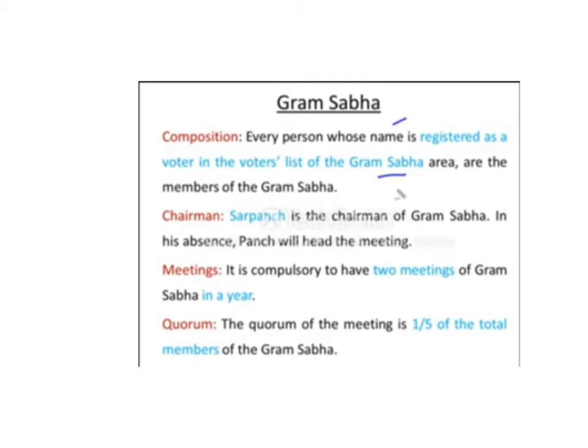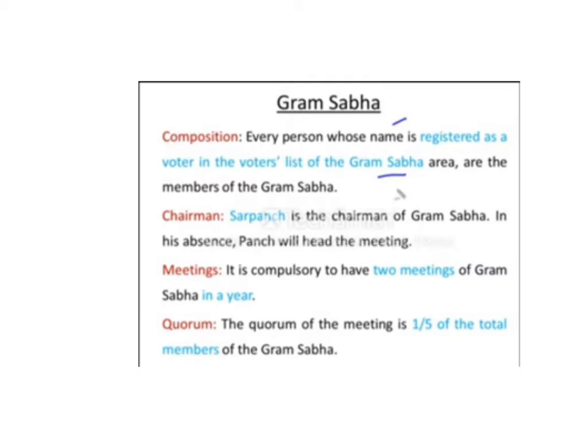Gram Sabha. As you know, Gram Sabha is a body which controls the three tiers of the Panchayati Raj system, that is Zilla Parishad, Panchayat Samiti, or the village Panchayat, which is the lower level. Zilla Parishad is the upper tier of the Panchayati Raj system. So composition means how members are elected, how many members there are, or who those members in the Gram Sabha are.